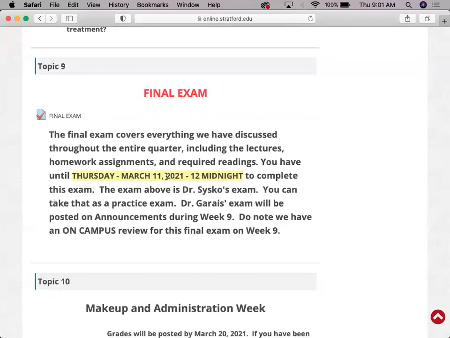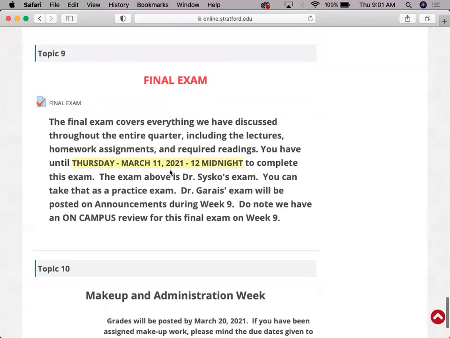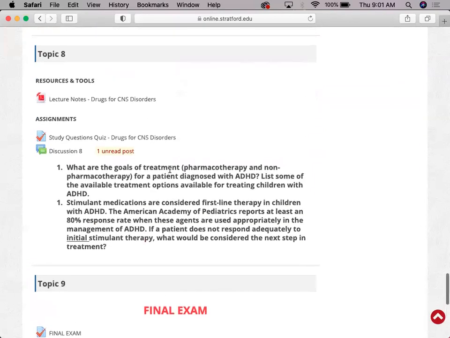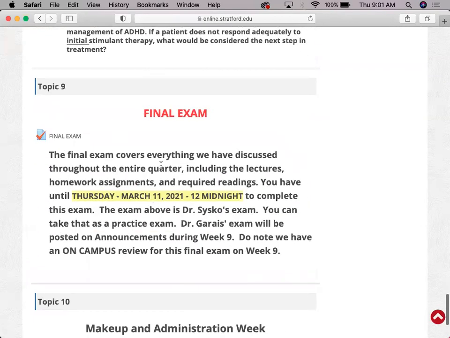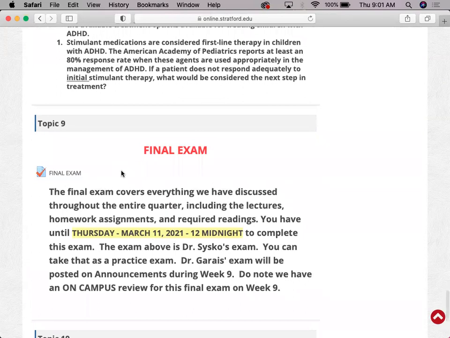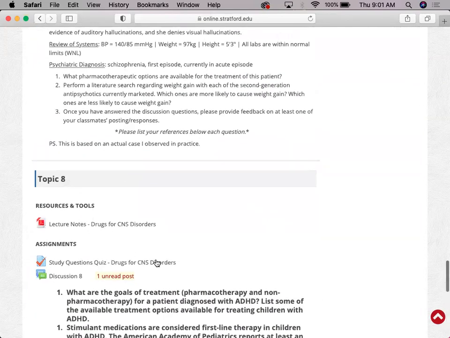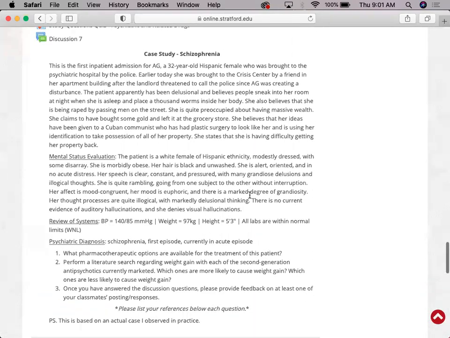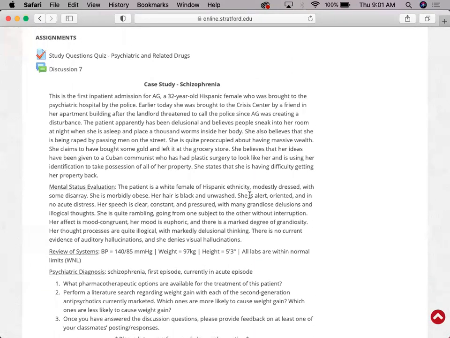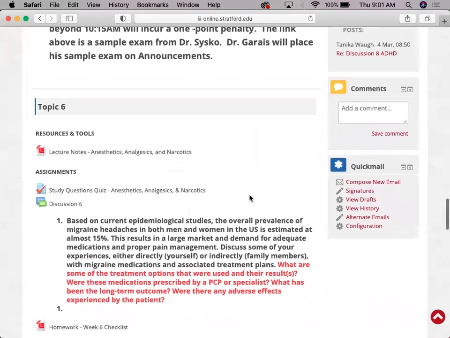If you look all the way at the end, the final exam covers everything that we discussed, right? Lectures, homework assignments, but typically the main parts of the PowerPoints that's included. Dr. Cisco's exams are, for lack of a better term, a little bit more challenging than mine. So when you're looking at the lecture notes, think more basic. I'm not going to ask you something super specific. Think of looking at the drugs in groups, and I'll give more about that in a moment.